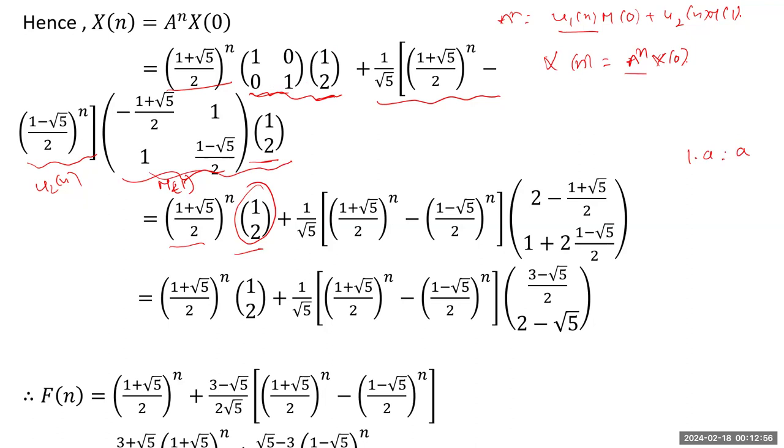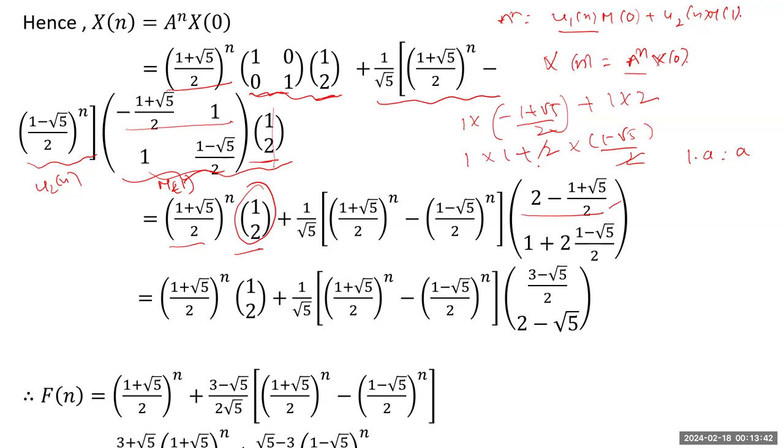So this is the first row, this is multiplication, right? So when we are multiplying this one, 1 times minus 1 plus root 5 by 2, plus 1 times 2. So this is the first column. That is 2 minus 1 plus root 5 by 2. And this one again, 1 times 1 plus 2 times 1 minus root 5 over 2. Root cancel. Right? This is the equation.